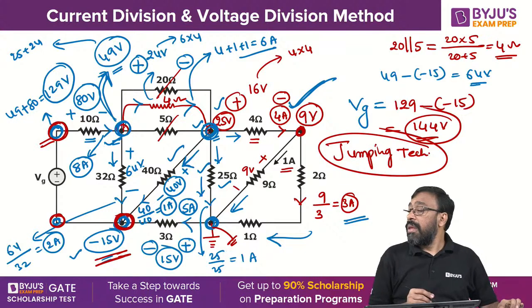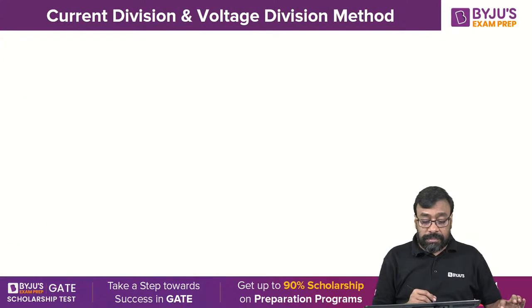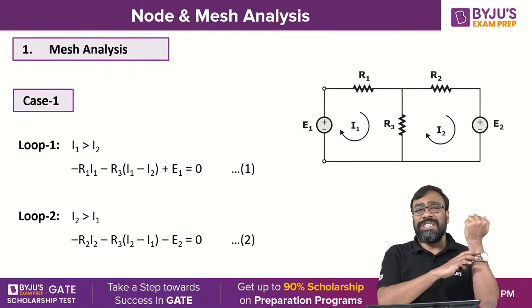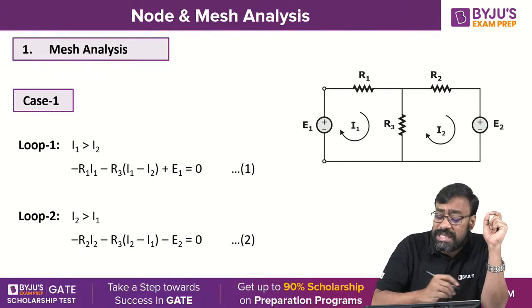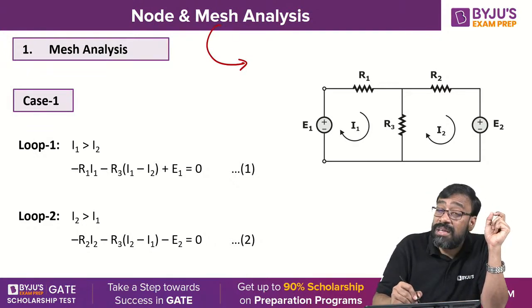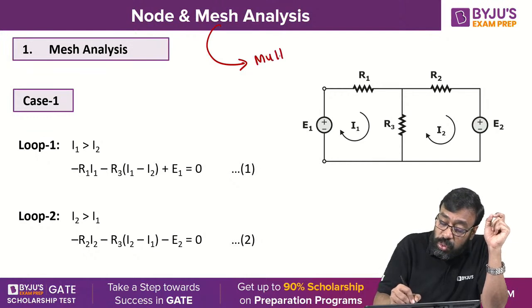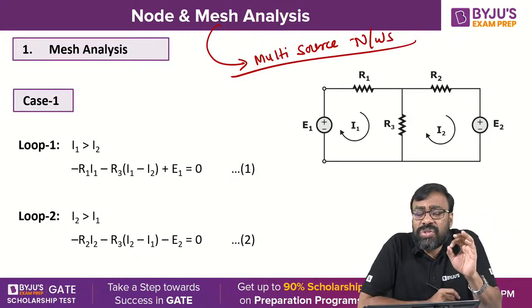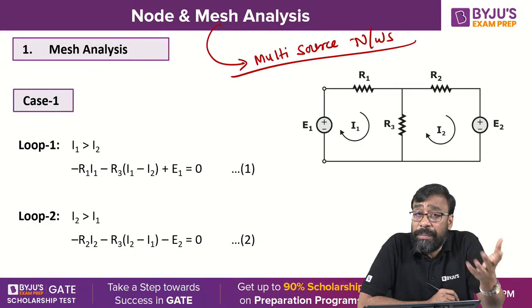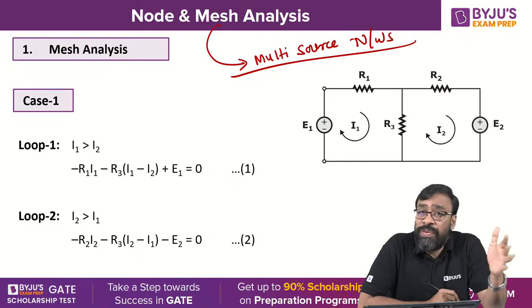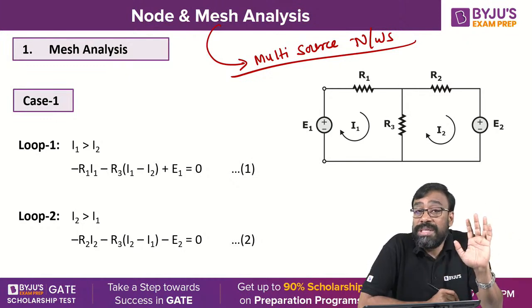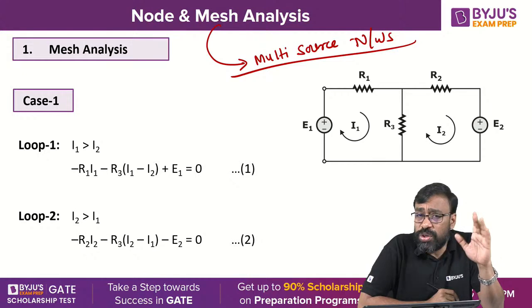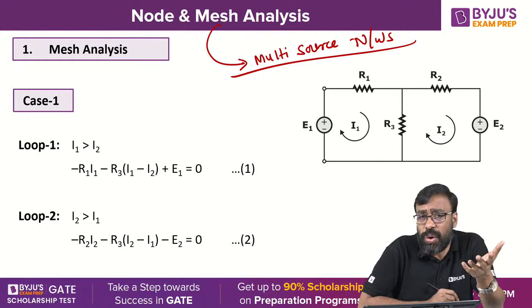Next one, node analysis and mesh analysis. When do we go for node and mesh analysis? They are required for solving multi-source networks. Single source networks can be solved by current division and voltage division. The alternate method I suggested is the jumping technique, so there is no need to go for current division or voltage division. Of course, you can solve using node and mesh analysis, but it is a time-wasting process.